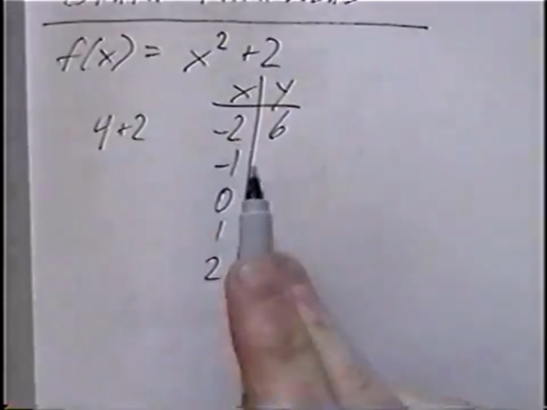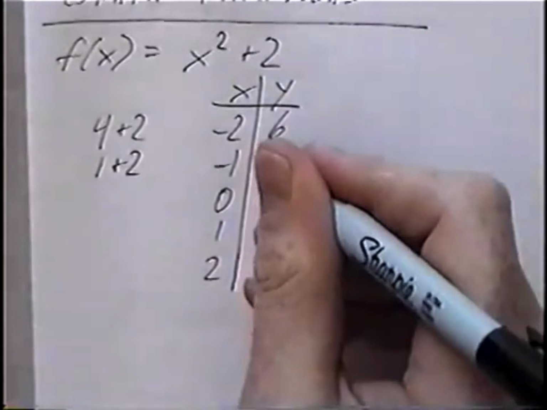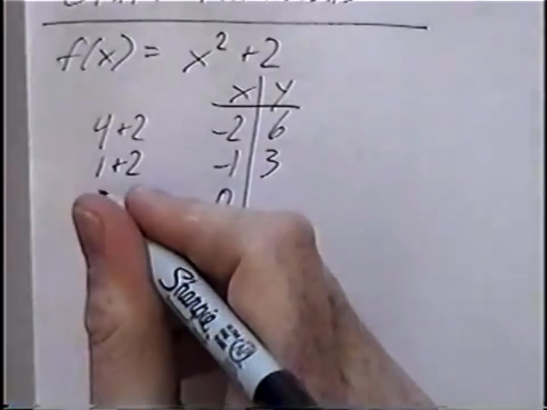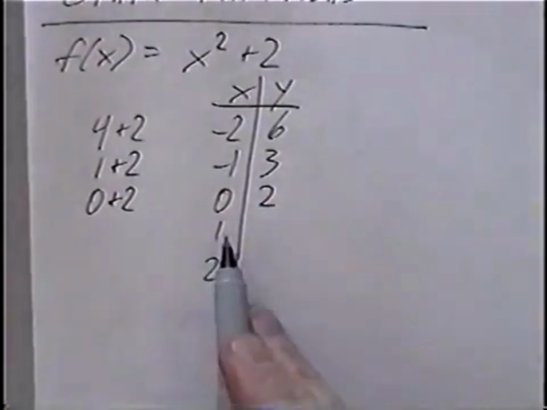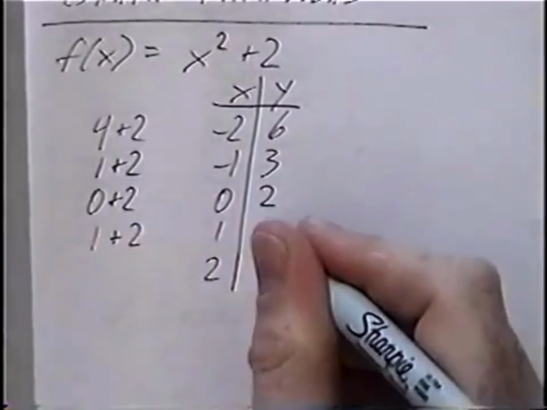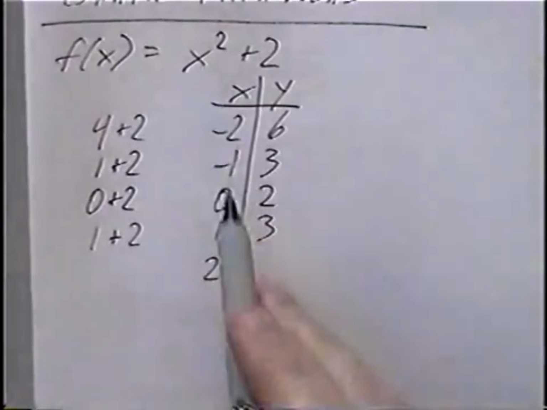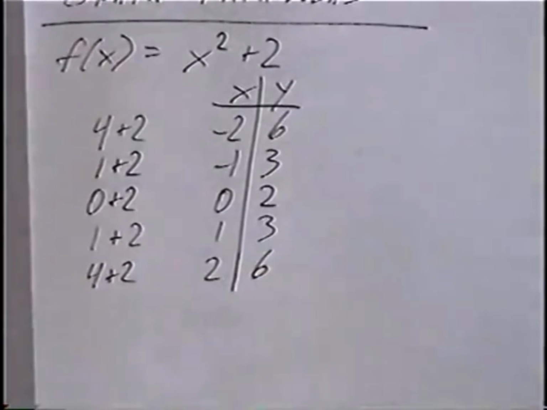-1 squared would be +1, and again adding 2 from the equation, our y value would be 3. 0 squared would be 0, adding 2 to that would be 2. 1 squared would be 1, adding 2 to that would be 3. And last number, 2 squared, 2 times 2 would be 4, and adding 2 to that would be 6.